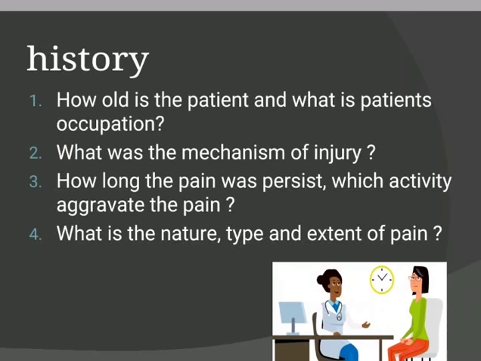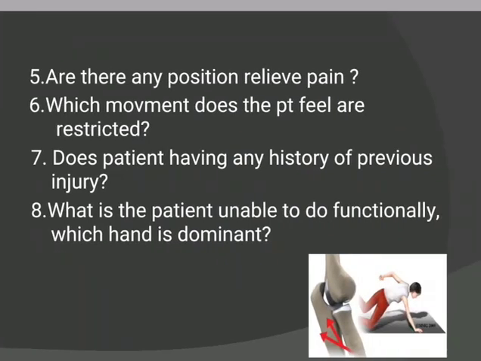Then what is the nature, like is it continuous or intermittent, or type like dull aching, deep boring, tingling, throbbing. You can ask the patient, and extent of pain, so you can know if it is radiating or not. Then are there any positions which relieve the pain, the relieving factor, you have to ask. Or which movement does the patient feel restricted, does the patient have any history of previous injury, what is the patient unable to do functionally, and which hand is dominant, you have to ask.